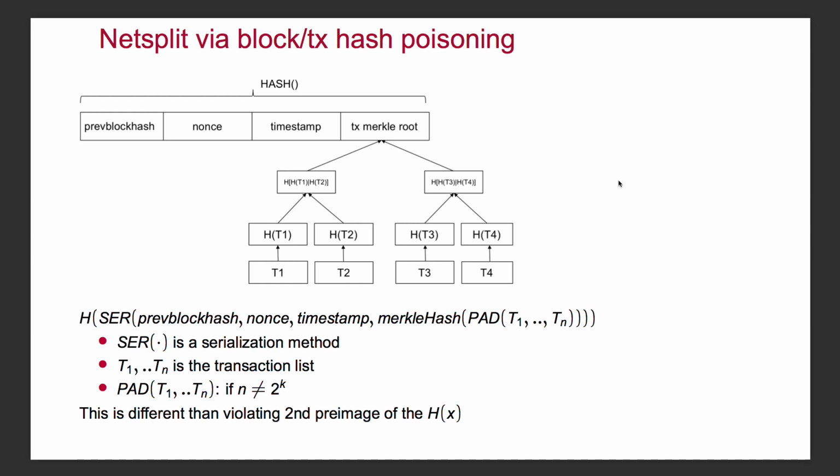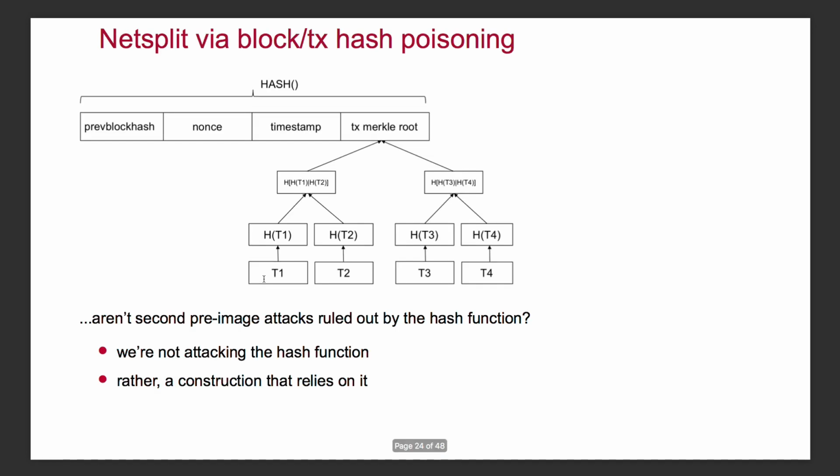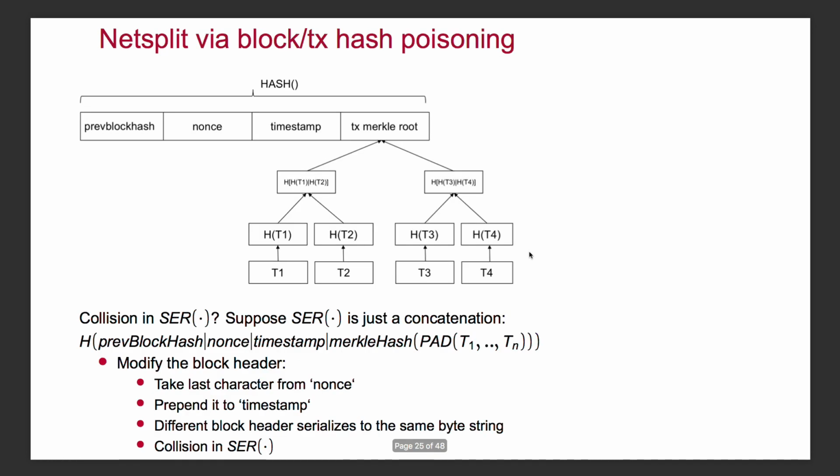If we're looking for a collision, a hash function, like just a pure hash function, that's hard to have, or not doable. However, we're not dealing with a hash function here. We're dealing with this whole construction. It has serialization and it has padding. And so suppose, how would an attack look like on the serialization function? So let's try to exploit the serialization function for the purpose of obtaining a collision on this whole block hash.